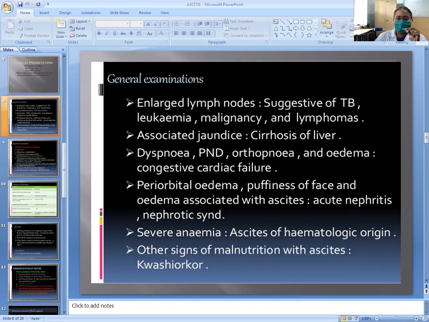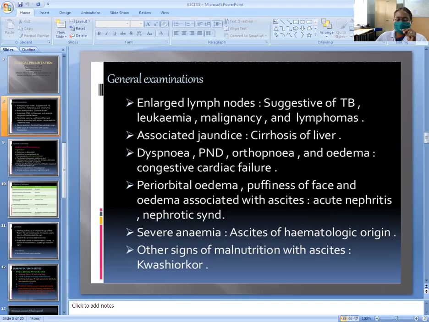Then there is increased respiratory rate because patient is breathless. Blood pressure can be normal. Pulse rate can be increased. Edema is present, no doubt. If the cause is renal failure, you get puffiness of face also, or periorbital edema. If the cause is renal failure or nephrotic syndrome, then patient is anemic, so you get pallor on general examination, and other signs of malnutrition. Patient is conscious and oriented, but if patient has encephalopathy, not conscious and oriented. Patient can be febrile or afebrile.